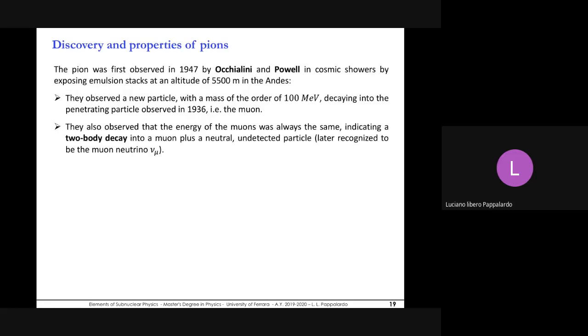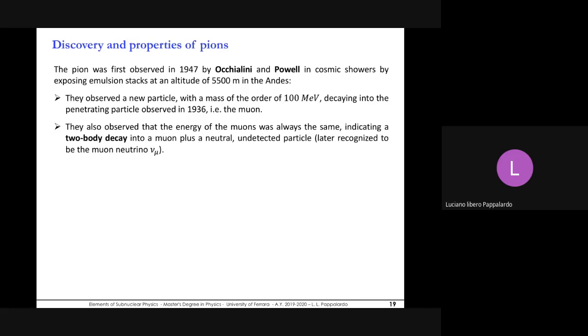Now, the pion, the Yukawa particle, was finally observed in 1947 by Occhialini and Powell, again in cosmic showers, by exposing emulsion stacks at an altitude of 5,500 meters in the Andes in South America. So what did they observe? They observed a new particle with a mass again of the order of 100 MeV, but now decaying into the penetrating particle that was observed in 1936. So this new particle was indeed observed to decay into the muon.